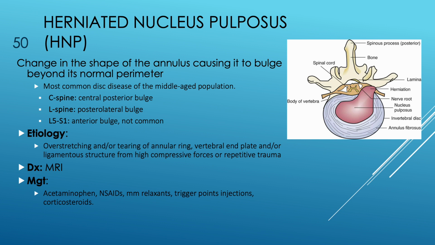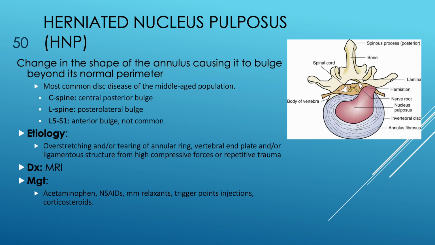The etiology is overstretching and or tearing of the annular ring, vertebral end plate and or ligamentous structures due to high compressive forces or repetitive trauma or injury. It is diagnosed through an MRI, which is the preferred diagnostic tool. Management includes pain management with acetaminophen, non-steroidal anti-inflammatory drugs, muscle relaxants, trigger point injections, and corticosteroids for inflammation and pain.